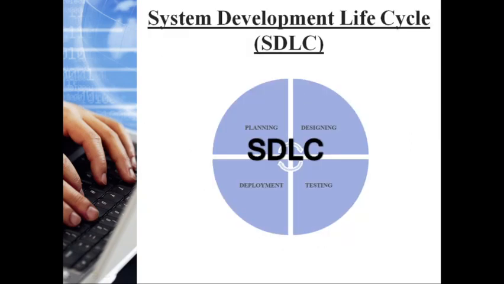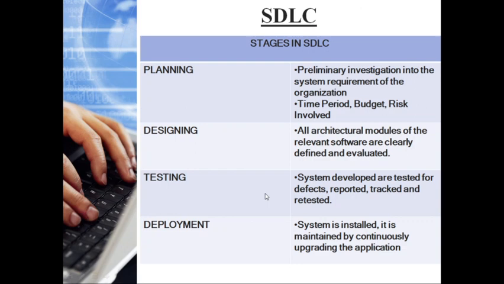So when you develop software for an accounting process, it involves 4 stages. The 4 stages are system planning, system designing, system testing, and system deployment. So SDLC has 4 stages. The first stage is system planning. We all know planning is deciding in advance. So any preliminary investigation into how the accounting information system should be comes under system planning.